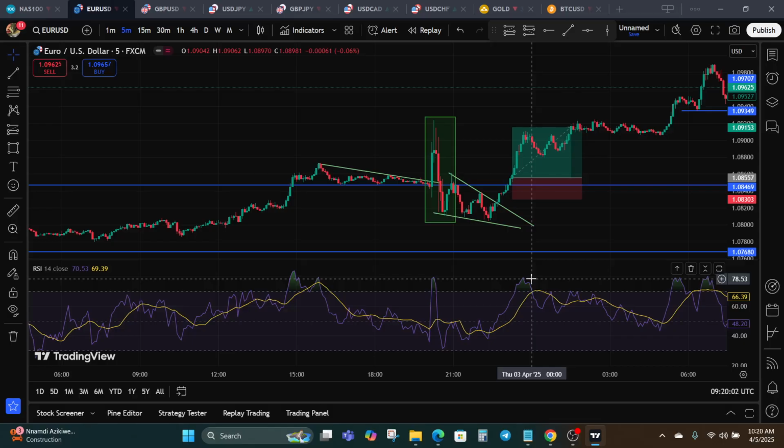Make sure to keep your chart simple. You don't have to clutter your chart with a lot of indicators. This strategy is quite simple, and it helps you to stay disciplined. You don't have to overcomplicate things.